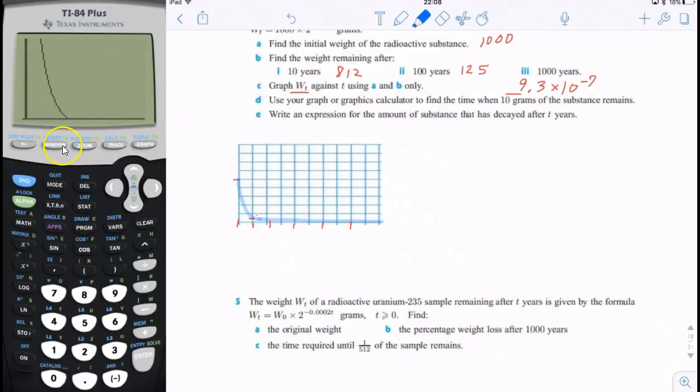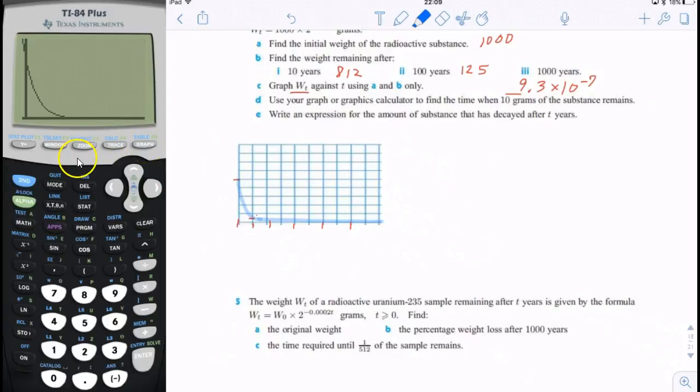Let's adjust our zoom fit, to adjust our Y. Okay, that's a little better. And so now we're looking, when does it drop down to 10? So we're going to put a second equation in our y equals screen. We're going to put y equals 10. And then we're going to graph it.